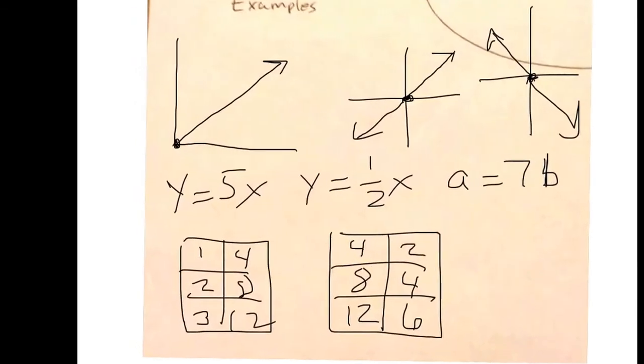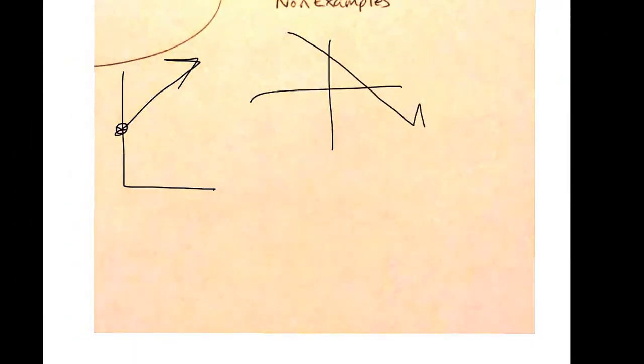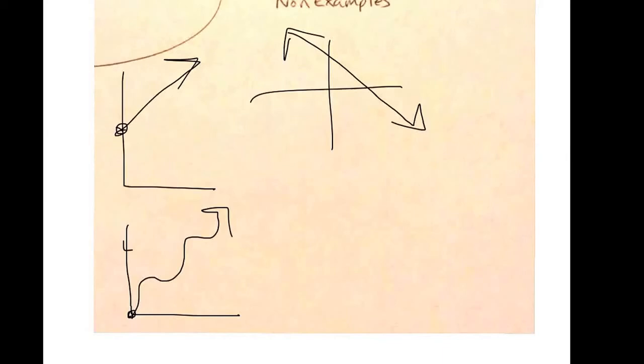Let's look at some non-examples. A straight line that doesn't go through the origin. Another straight line that doesn't go through the origin. What about something curvy that does go through the origin? Some equations that are not examples.